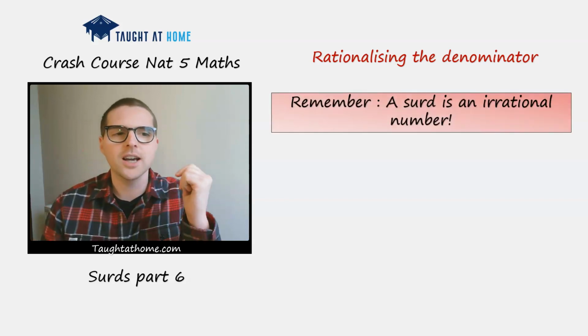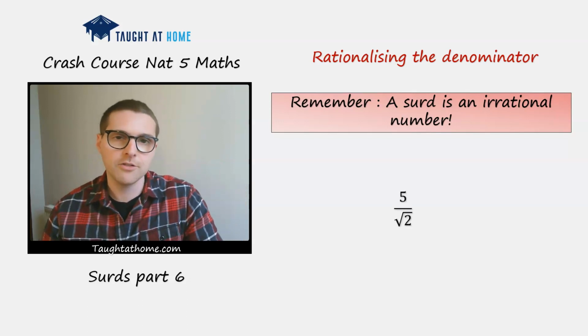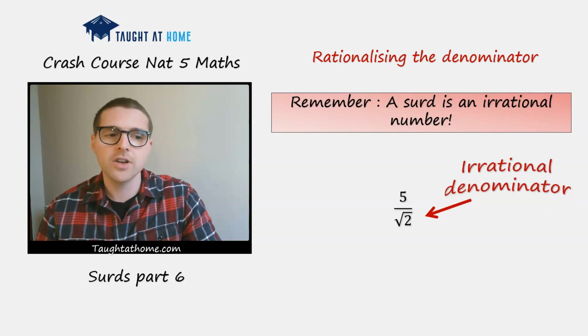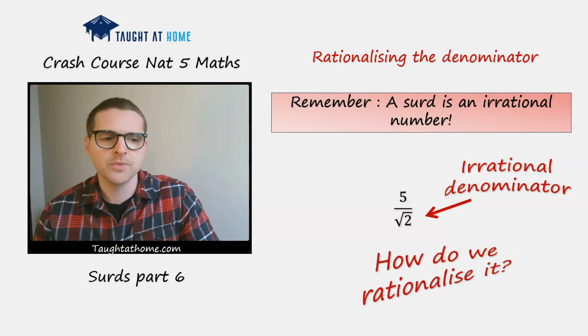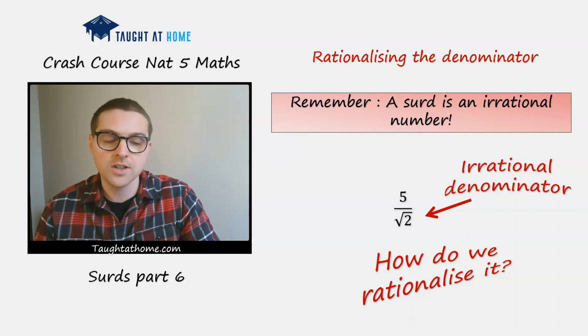So the first thing to remember is that a surd is an irrational number. So in the fraction 5 over root 2, we have an irrational denominator. When we're asked to rationalise the denominator, we have to turn this root 2 from an irrational number to a rational number. So how do we rationalise it? This is the purpose of this video.